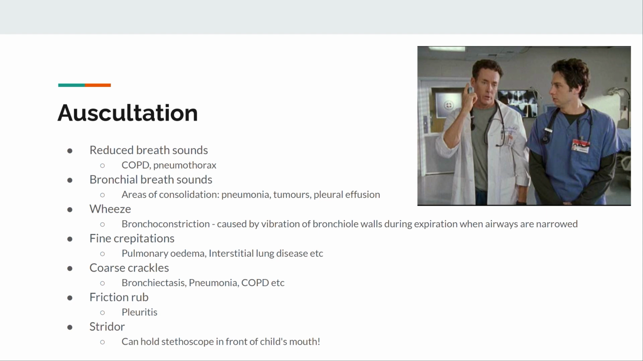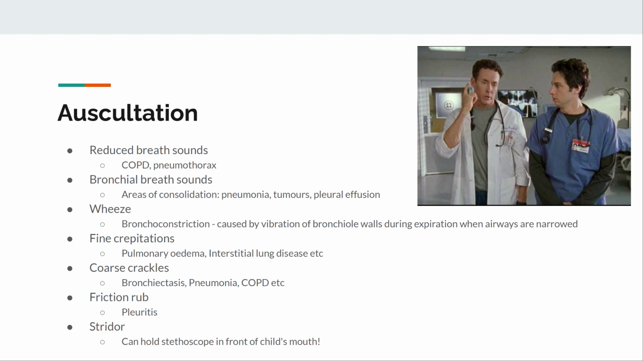Auscultation, the things you should be aware of are reduced breath sounds in something like COPD or pneumothorax if it's unilaterally reduced breath sounds. That'll be coupled up with a hyperresonant note on percussion and possibly shortness of breath and maybe pleuritic chest pain.